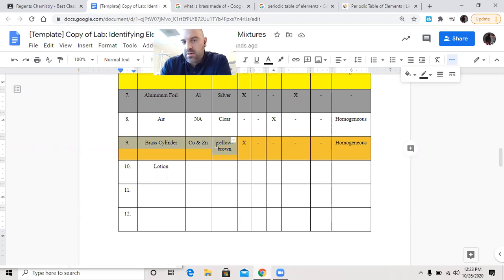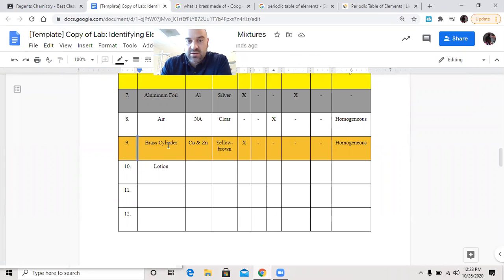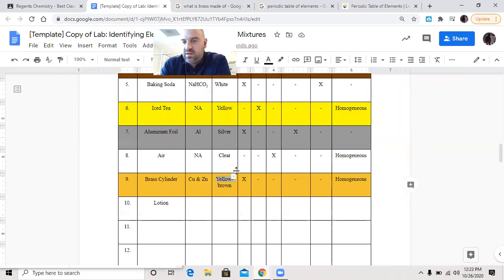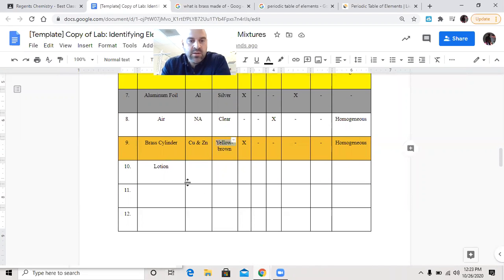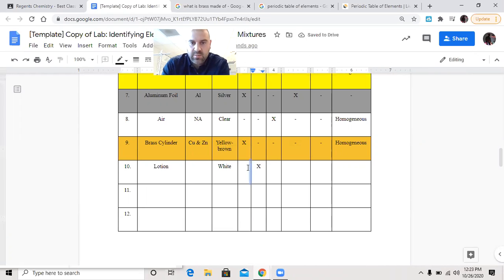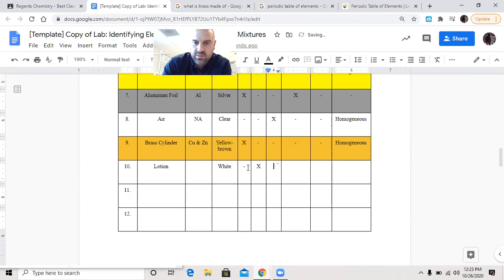I usually don't say anything important, but number 9, brass cylinders. It's Cu and Zn. The color was yellow brown. And then we said it's a solid, and we also said that was a homogeneous mixture. Station number 10, we're on lotion. We said it's going to be white, and we said solid, liquid, or gas on that one. For lotion, is that solid, liquid, or gas? Liquid. Yeah, it's a liquid. Good. So it's a liquid. It's free flowing. It's a little bit thicker than maybe oil and water are, but it's still going to be a liquid.